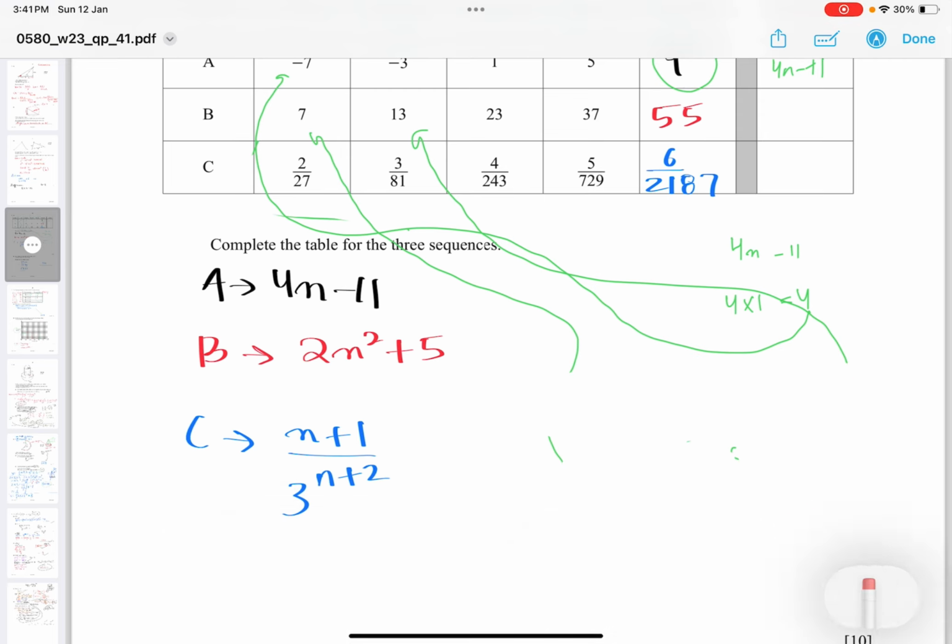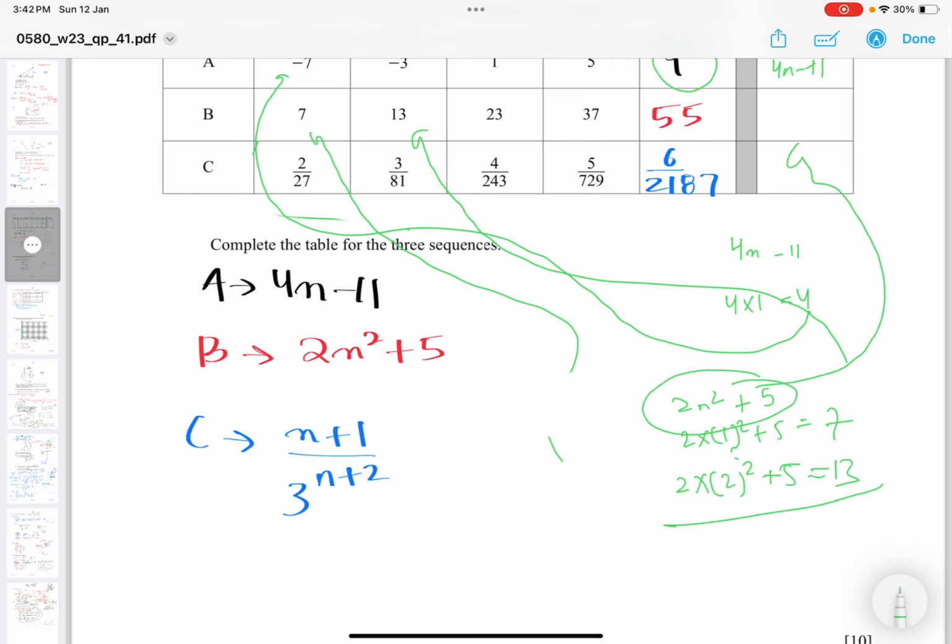We'll multiply n square by 2 now, so it would be 2n square. How can we make 2n square into 7? It would be 2n square plus 5. Yes or no? 2 times 1 square plus 5 would be 7. Let us check for the second term: 2 times 2 square plus 5 would be 13. Yes, we got it. So we'll write 2n square plus 5 over here.